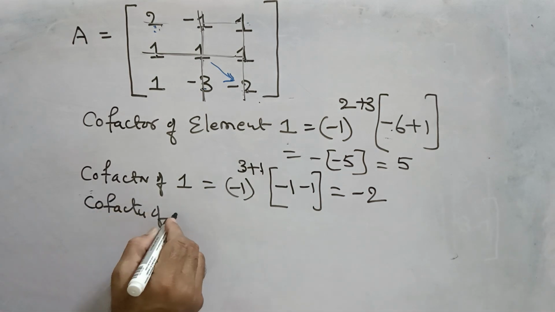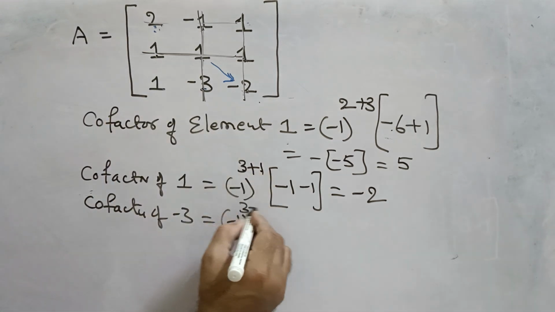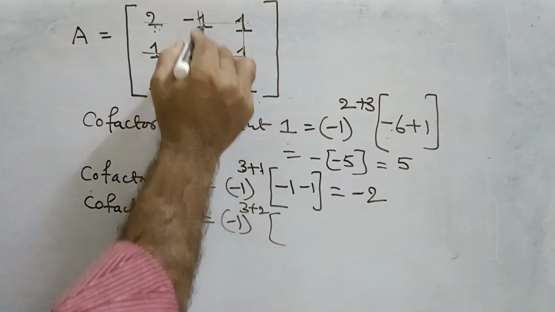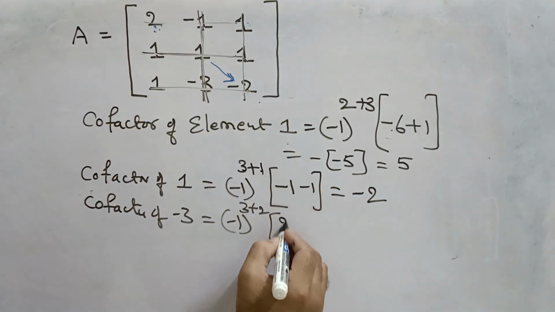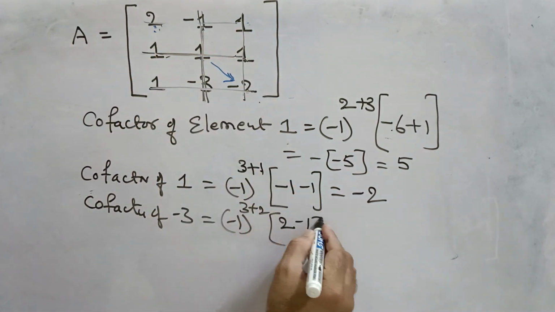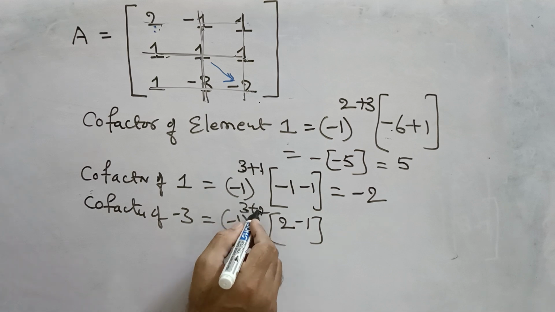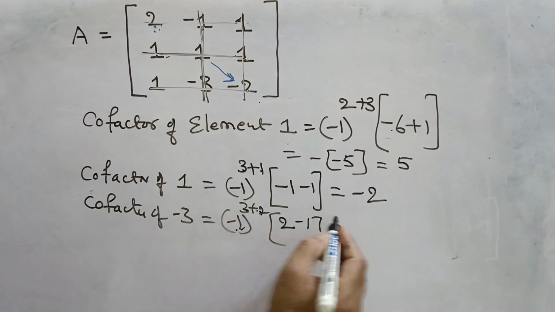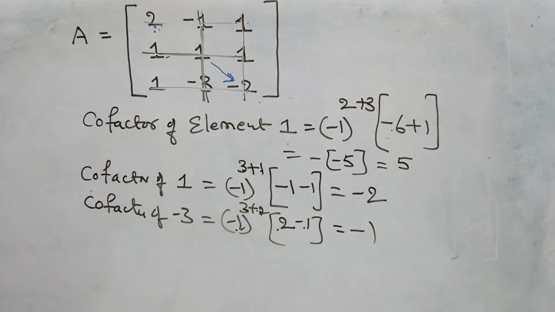Cofactor of minus 3 is equal to minus 1 whole power, third row and second column. Remove that element and then remove this. 2 into 1, 2, and 1 into 1, minus 1. It is 3 plus 2, 5, an odd number, so the minus symbol will come, and 2 into minus 1, 1, minus 1. The answer is minus 1. The cofactor is minus 1.